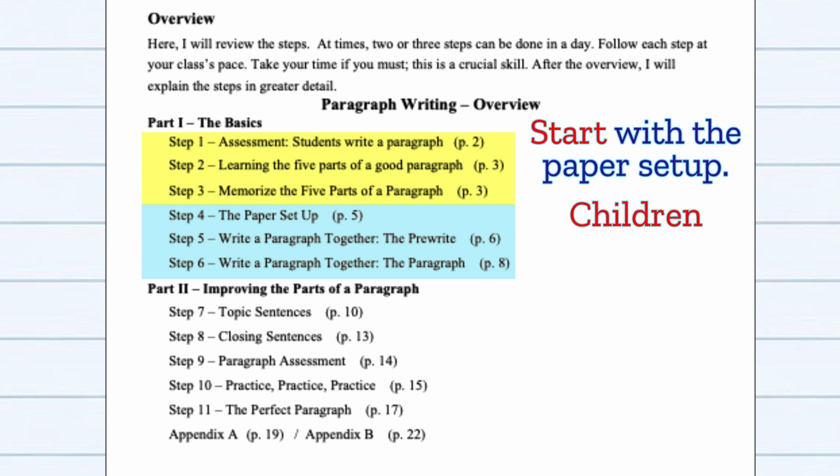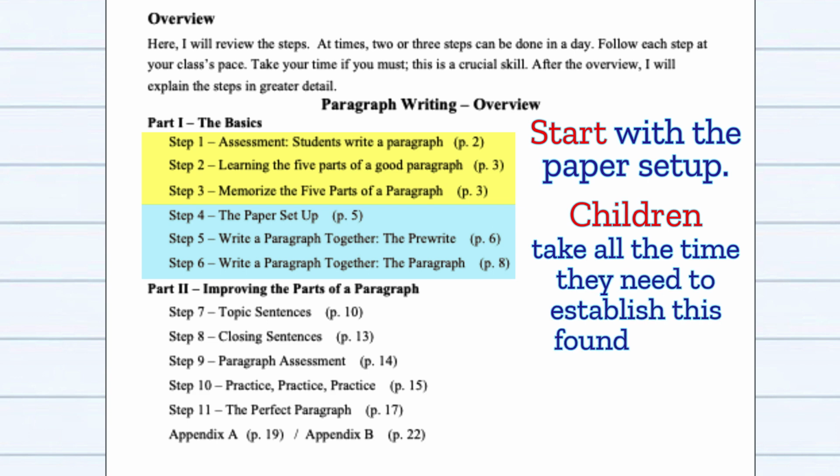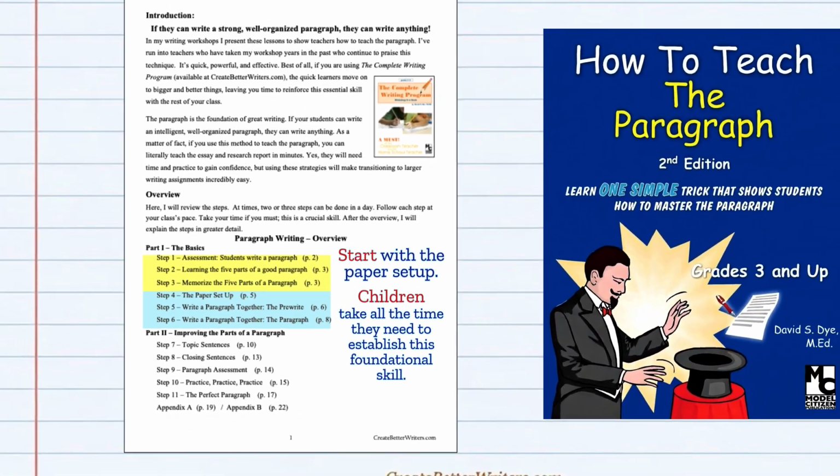And with 3rd graders, even if it takes 2 or 3 months to lock in this trick, I'll do it because they really need this solid foundation. And from there, the rest of the writing instruction is easy.